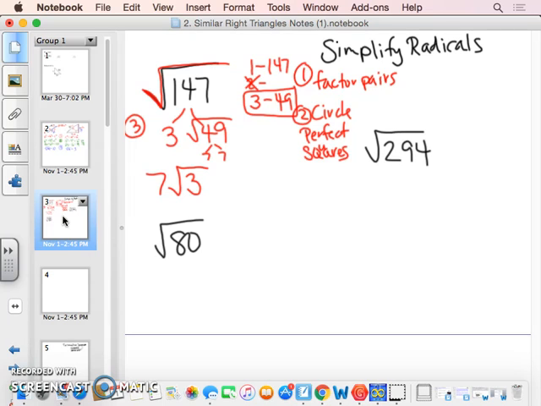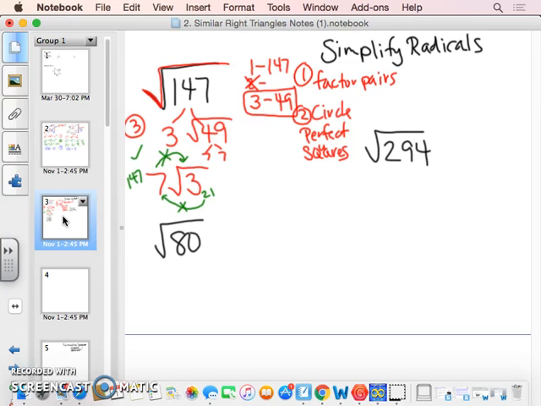Now you can check your answer by multiplying. 7 times 3 is 21, and 21 times 7 is 147. So it checks out. This is multiplying. So I have done this correctly. Okay, so you do a circle, multiply to see if you get the right answer.